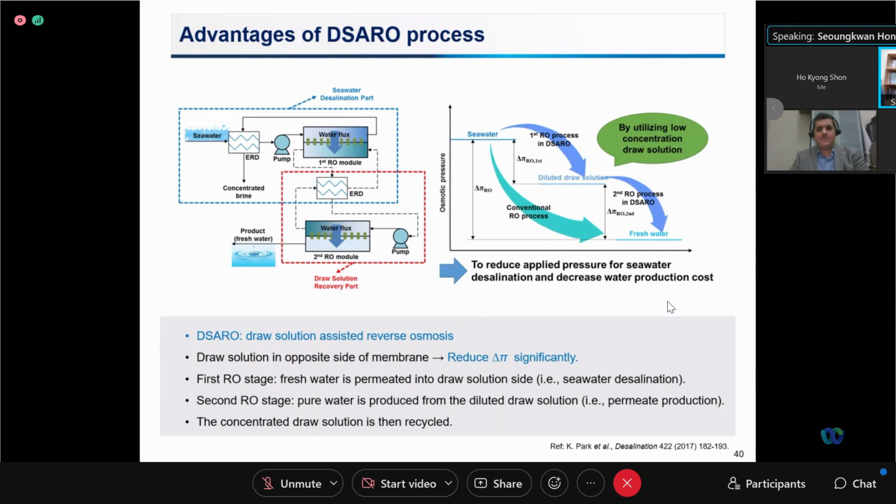(DSARO) process. In the first stage, seawater is diluted and fresh water is permeated into the draw solution side. So seawater desalination is achieved at this moment. In the second stage, pure water is produced from the diluted draw solution. This new process has been identified as an energy efficient, high recovery process for the treatment of water with high salinity, although this configuration is still under development and no suitable membrane for DSARO has been developed.